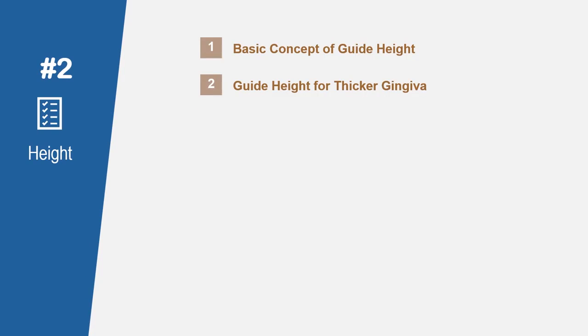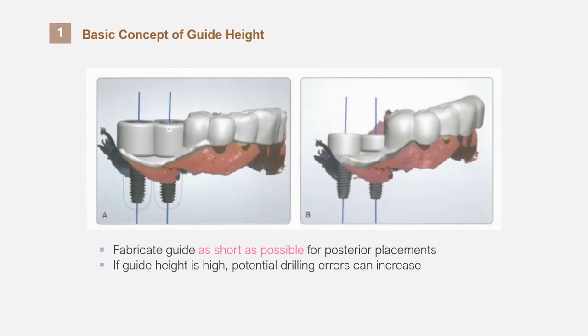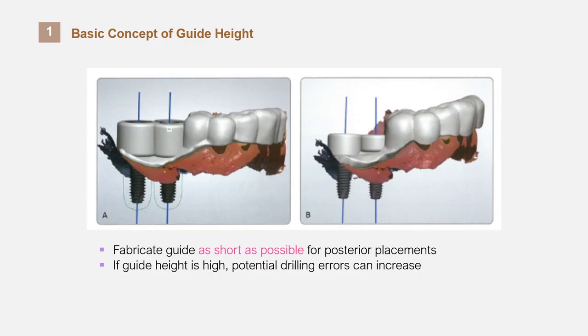Now let's look at the height of the guide. These are the parts in the second chapter. The height of the guide needs to be as low as possible in the posterior area. If the guide is tall, accuracy of the drill decreases and the angle may go askew, so it needs to be produced as low as possible.